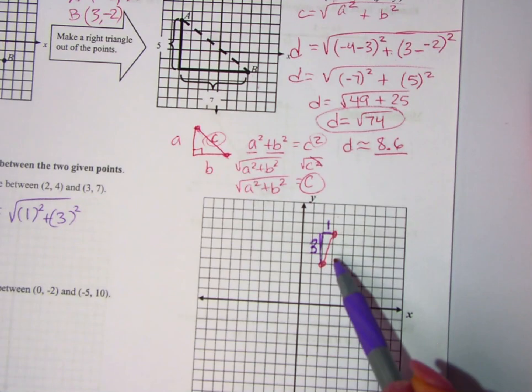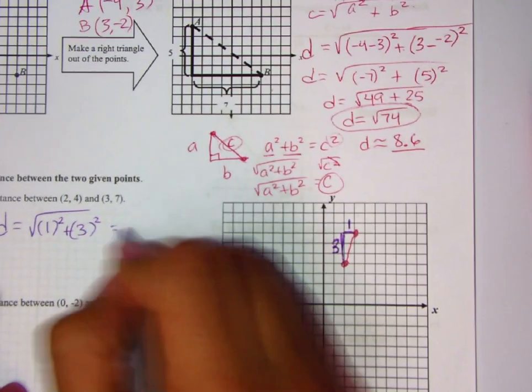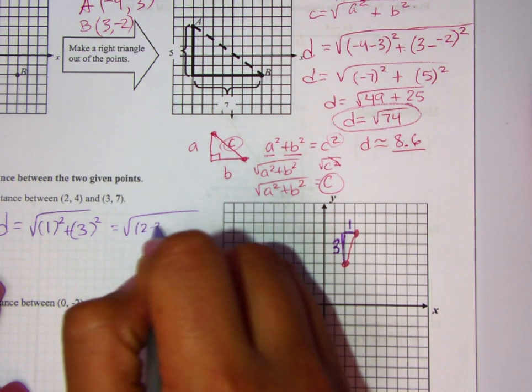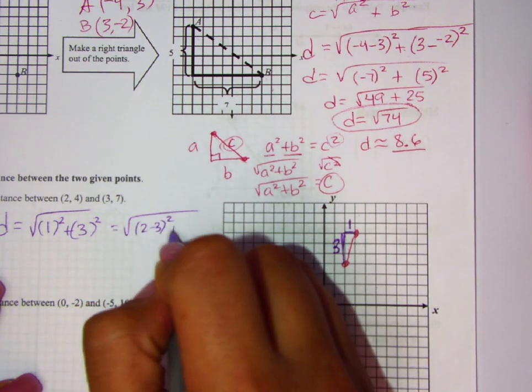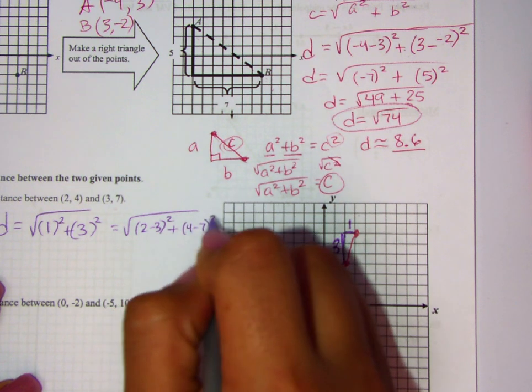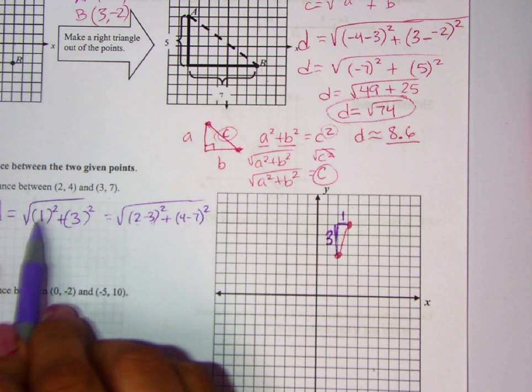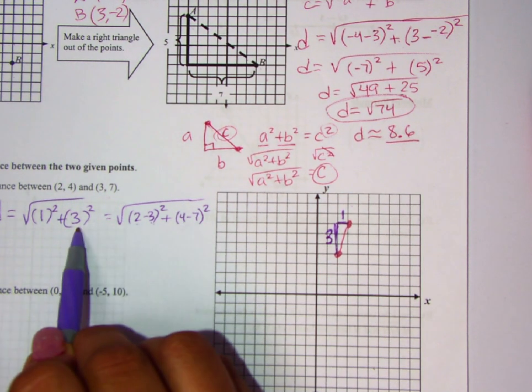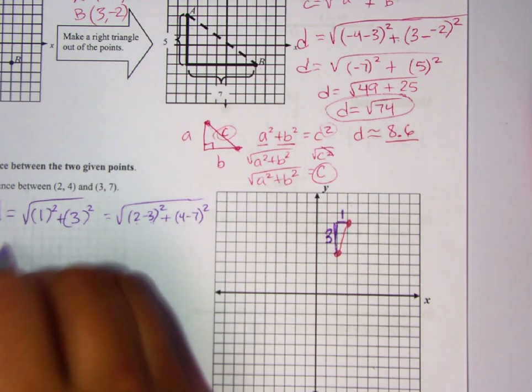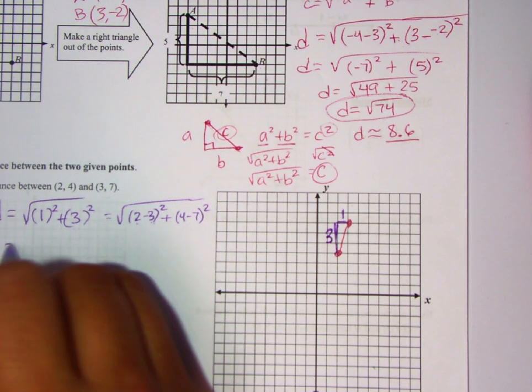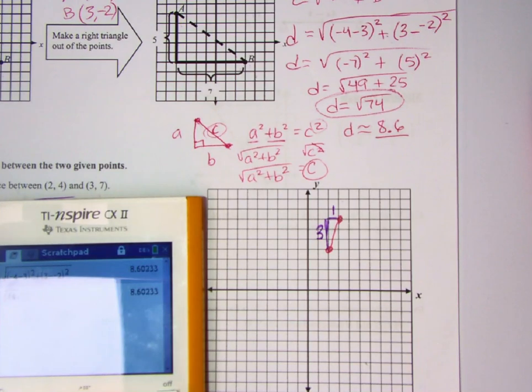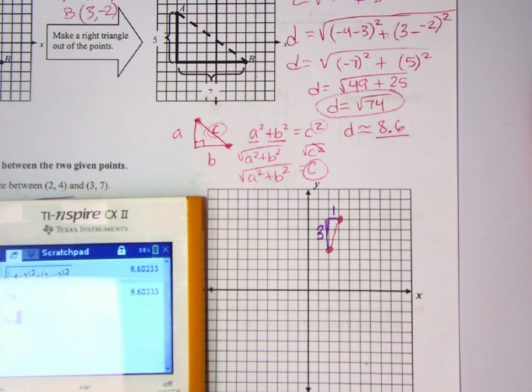So the visual representation helps you avoid the plugging in of the x's and the y's. If you want to do the x's and the y's, you can also see it as 2 minus 3 squared, and then plus 4 minus 7 squared. So the distance between this is 1, and the distance between this is 3. So that's how we find 1 and 3. Here, that simplifies to the square root of, let's plug it in, square root of 1 squared plus 3 squared.